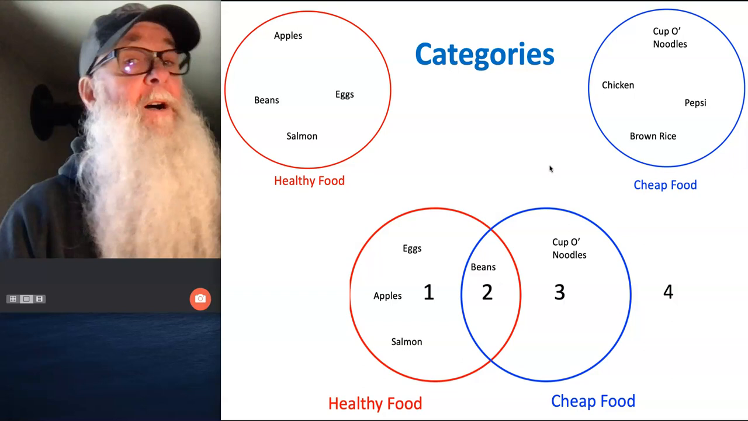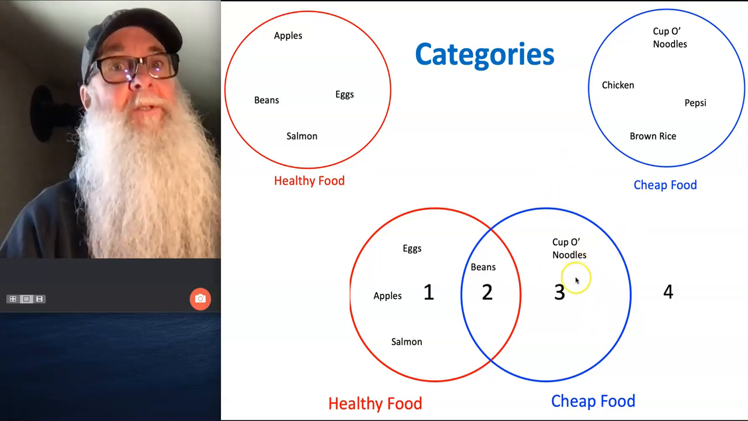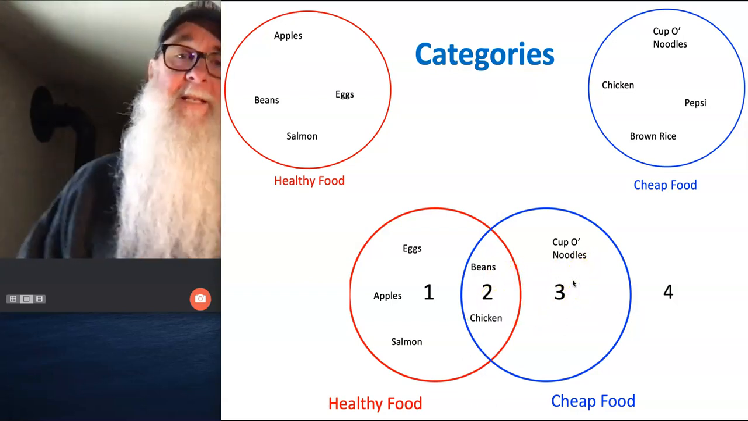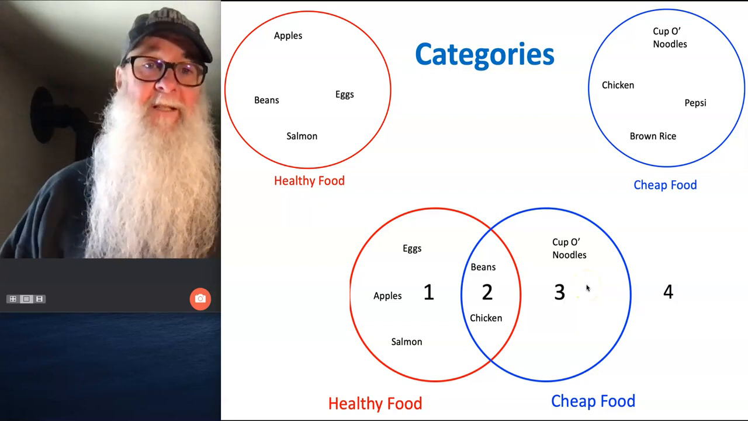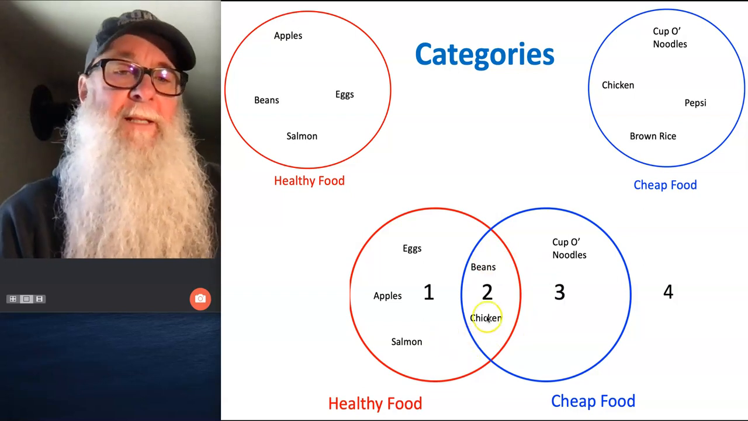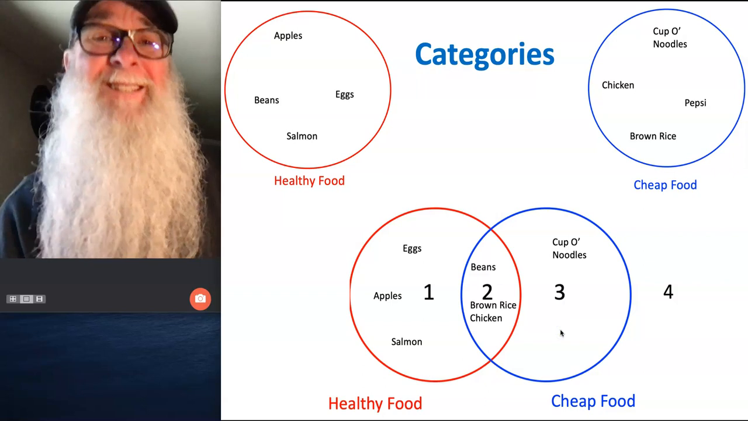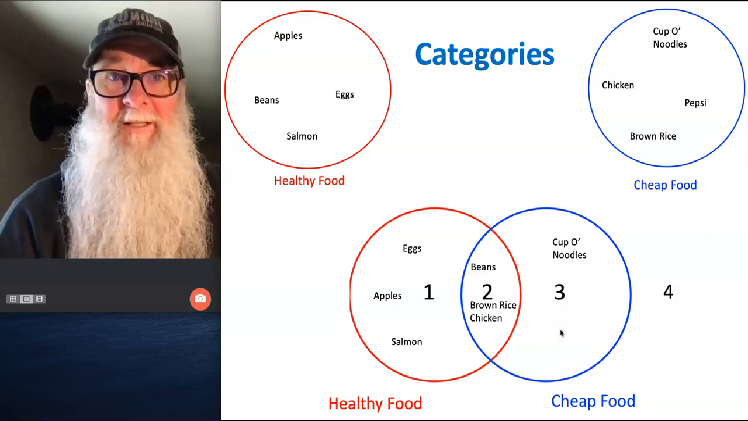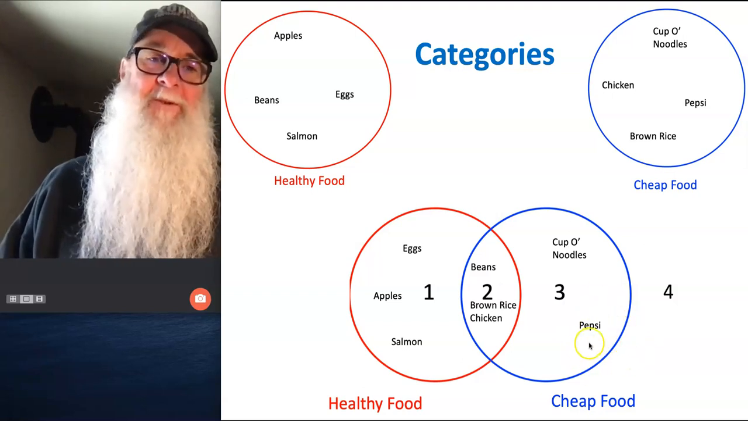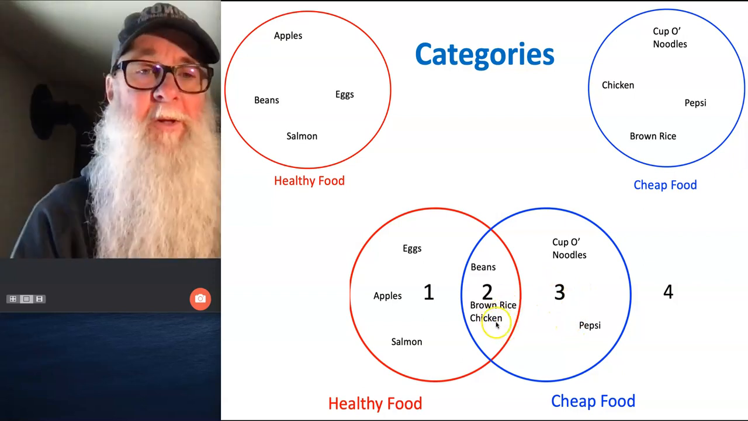Okay, but obviously cup of noodles totally goes in area 3, because cup of noodles are definitely a cheap food, but they're not healthy. Sorry, too much sodium. Okay, and then similarly, chicken, like beans, I'm going to put in that middle area, area 2, because I think chicken is a healthy food and it's also a cheap food. I think same thing with brown rice. It's good for us, but it's also pretty inexpensive. But obviously the Pepsi, no. Pepsi's going over here in this area of the circle of cheap food that's separated from healthy food, okay?